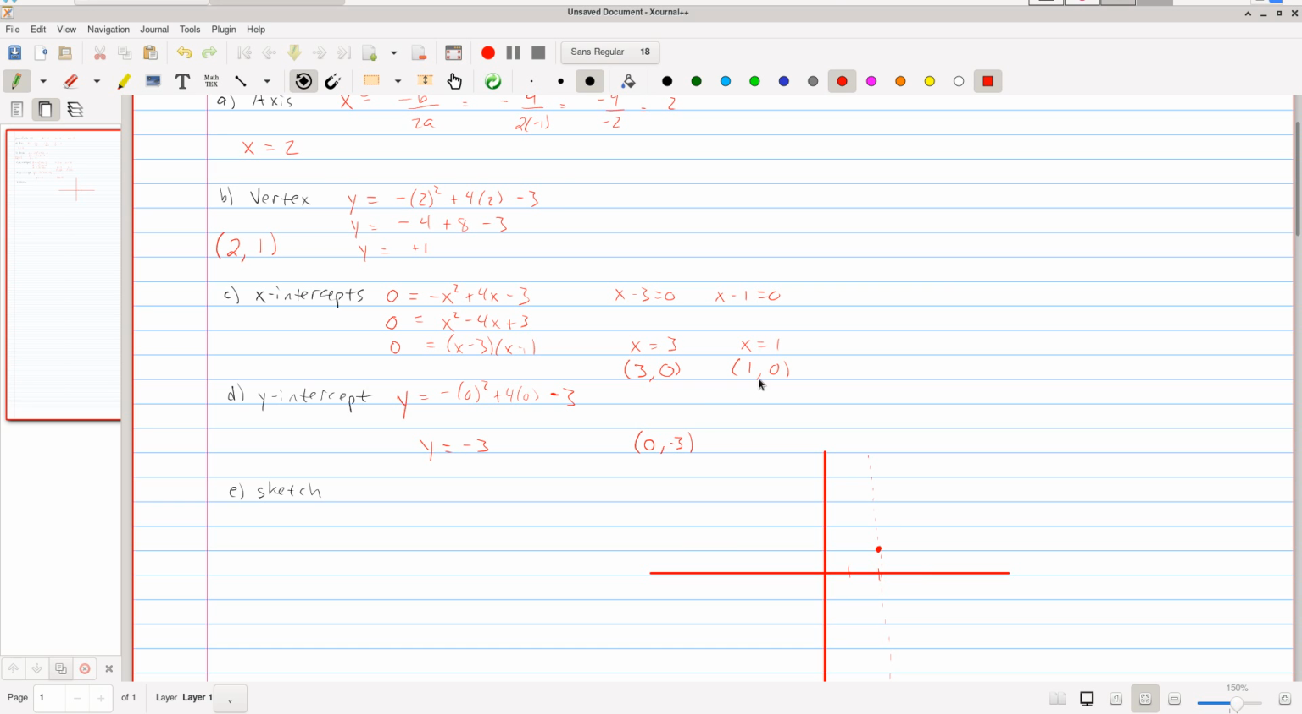Our x-intercepts were 1, 0 and 3, 0. Our y-intercept was 0, negative 3. And now we'll have a sketch that roughly passes through those points. All right, and there is our sketch.